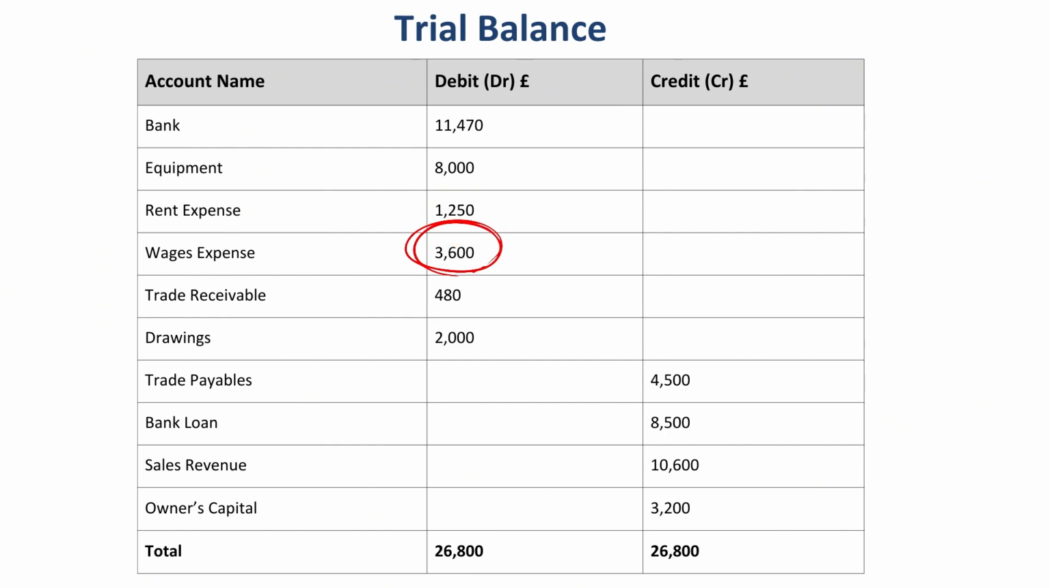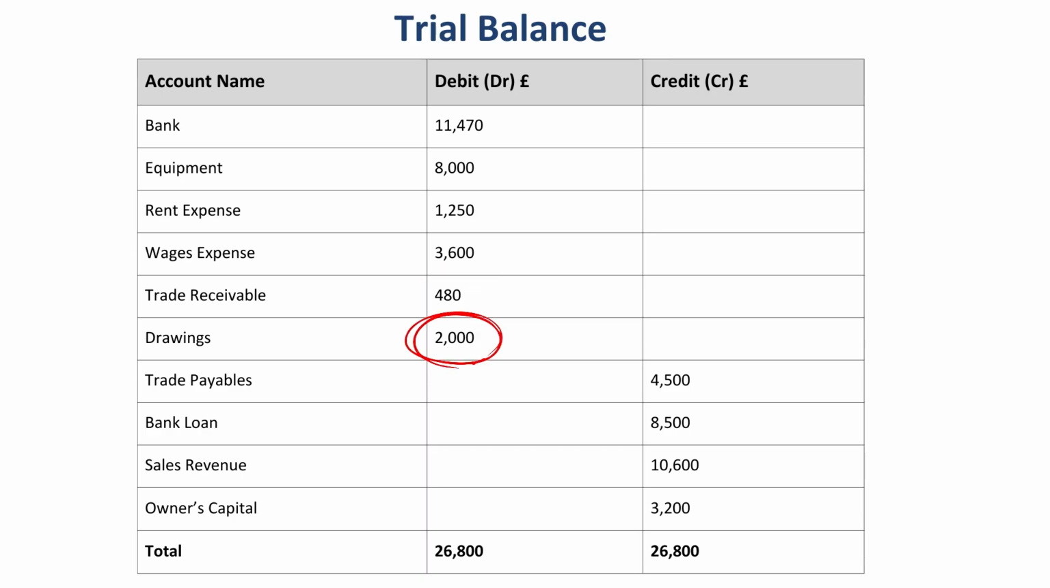Wages expense is £3,600. Wages or salaries are also expenses. As with rent, this account increases through debits, so the closing balance shows on the debit side. Trade receivables is £480. Trade receivables represent money owed to the business by customers. This is a current asset because it is money expected to be received in the near future. Since assets hold debit balances, trade receivables appear on the debit side of the trial balance.